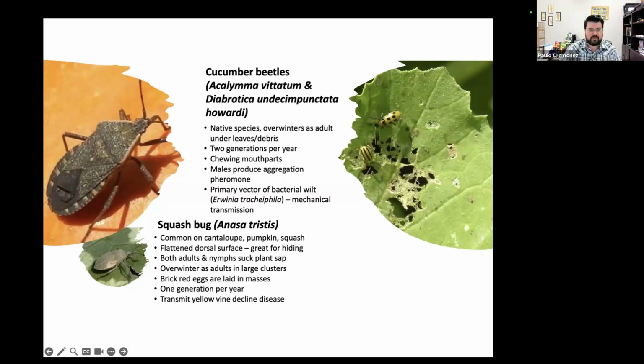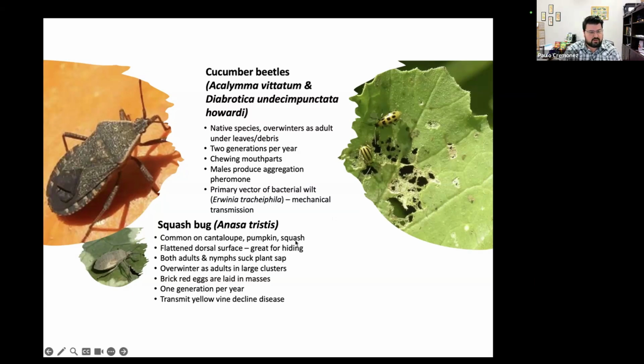They have this webbing characteristic when they feed on the leaf material. And they are a primary vector of Erwinia bacterial wilt, which is a very bad disease in cucurbits, especially cucumbers. They get this transmission through the mouthparts. The bacteria will be on the mouthparts, so as they chew and destroy the plant tissue, they will spread the bacteria through feeding.